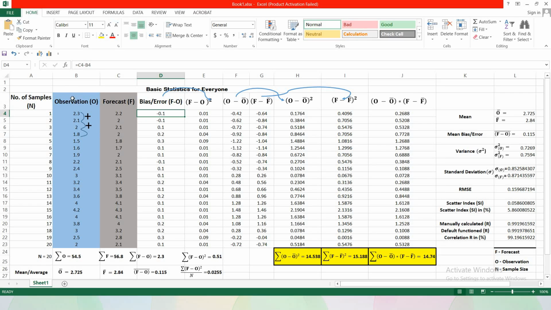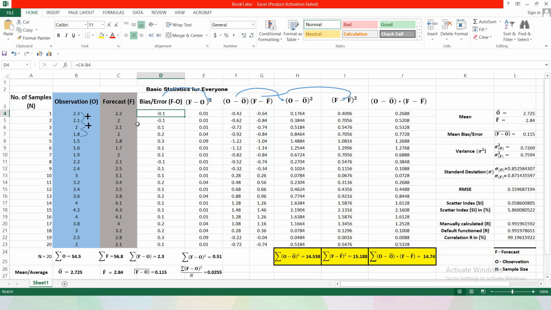Here, the column highlighted in light blue is the observational data, and the column highlighted in gray is the forecasted data. For example, you can imagine this data is wave height in meters, derived from the wave rider buoy. And this is the forecasted data, which is also in meters and derived from the spectral wave numerical model.